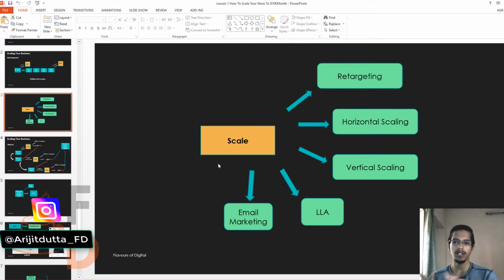Other than that, you can create targeting audiences. You can retarget. If I didn't purchase from your website, you can retarget me by offering me a coupon code or anything like that. That is the basic way to do it anyway.